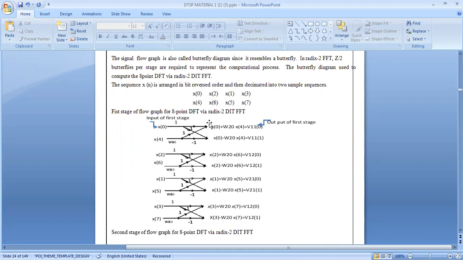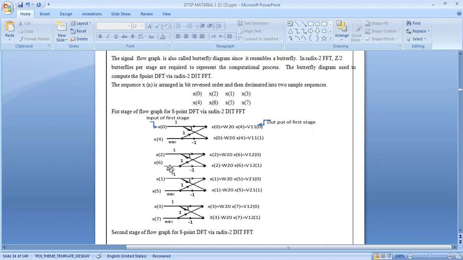So the output that we get over here is x of 0 plus x of 4 into your phase factor. In the first part you have to make an addition, in the second one you have to do the subtraction. Okay, so for the final product, that is the output of the first stage, we are making an assumption of V11 of 0, V11 of 1, V12 of 0, V12 of 1, V21 of 0, V21 of 1, V22 of 0, V22 of 1. So this is the process we'll be following over here.